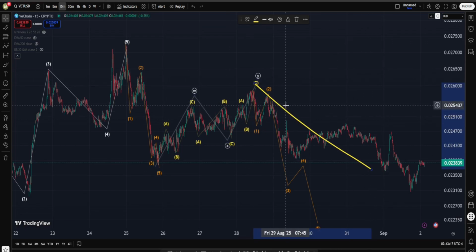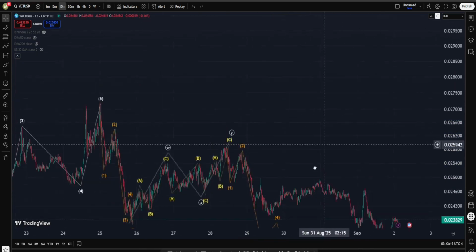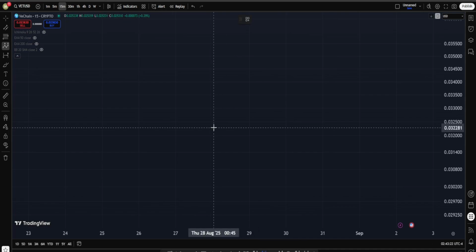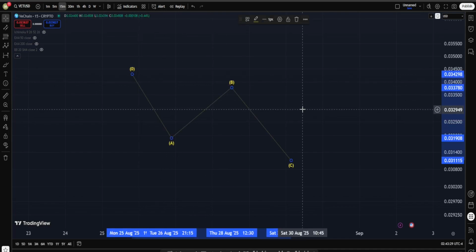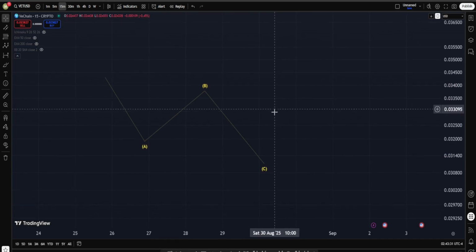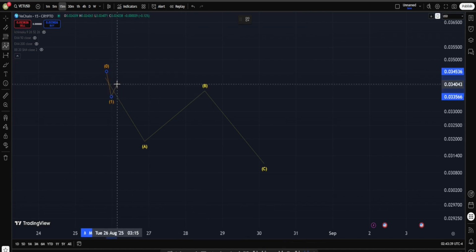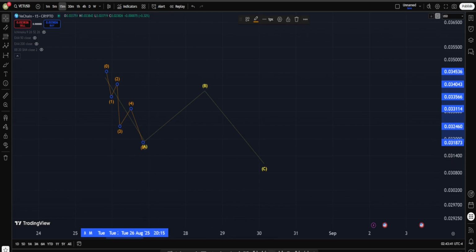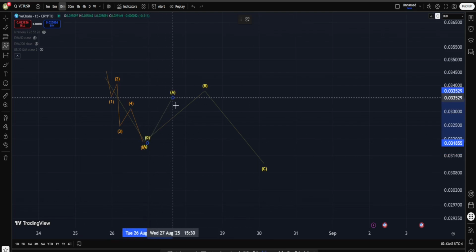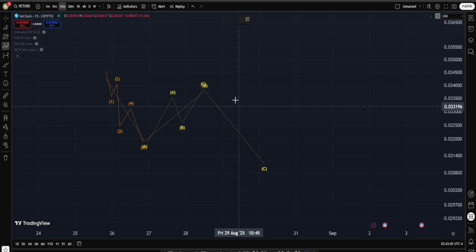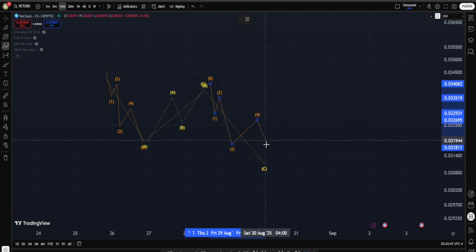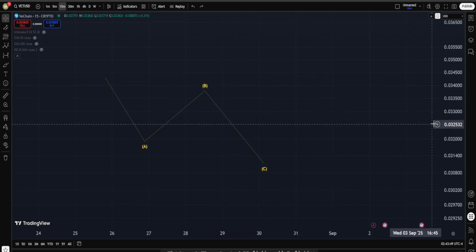The question is, what can be a likely pattern for this move? You can consider many different possibilities, but I believe you need to think about a WXY in the form of a double zigzag. In the case of a double zigzag, the sub waves for an ABC are going to be like this: 5 down, into a correction for wave B, maybe ABC, maybe WXY, maybe even a triangle, honestly it doesn't matter, and then another 5 down into wave C.